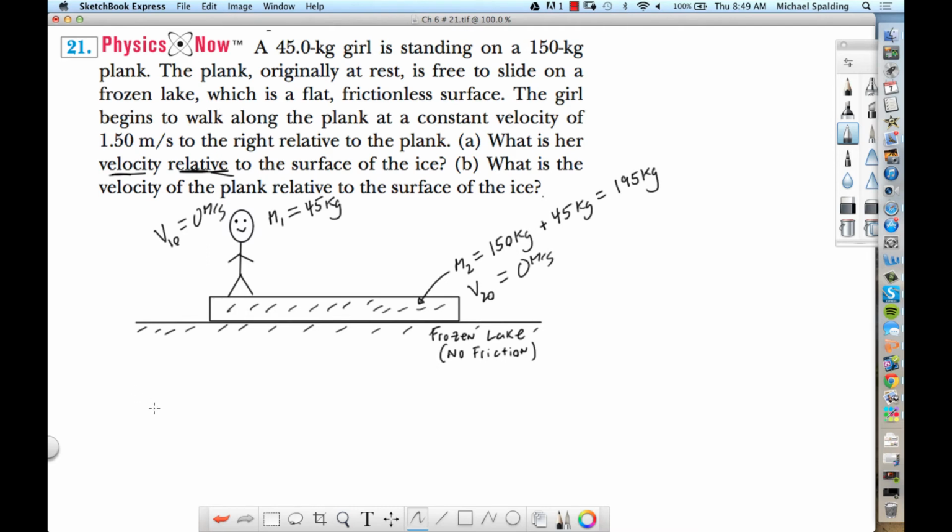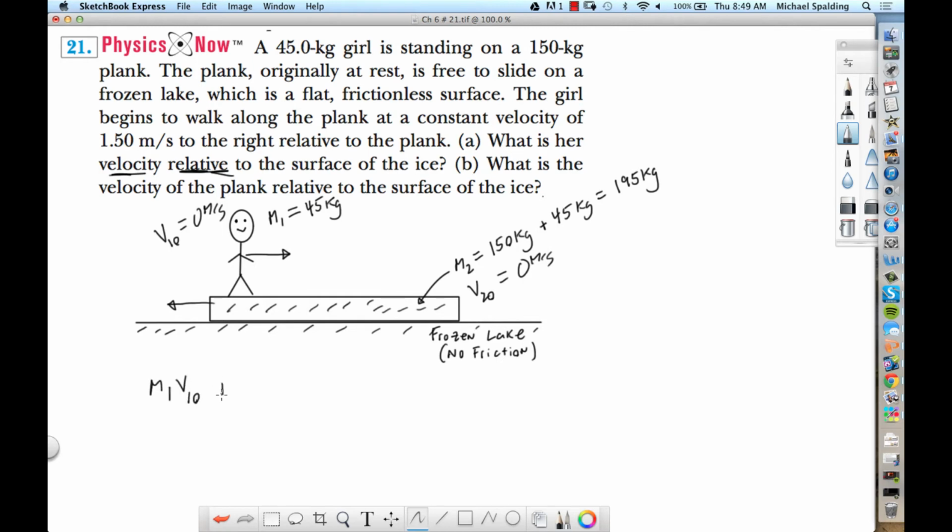I would consider this to be an explosion. It's like two things pushing apart. Because look, when the girl starts to walk to the right, which way is she pushing on the plank? To the left. As she starts to walk to the right, she's going to push on the plank to the left. So it's kind of like two objects pushing apart. So we can use conservation of momentum.